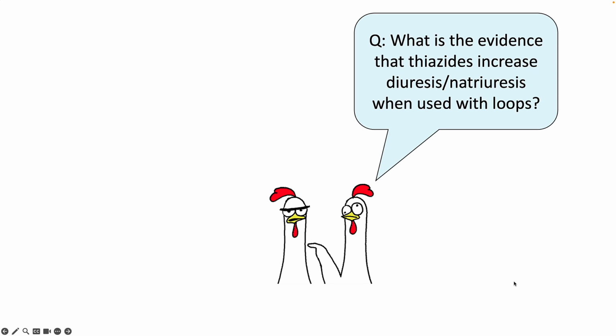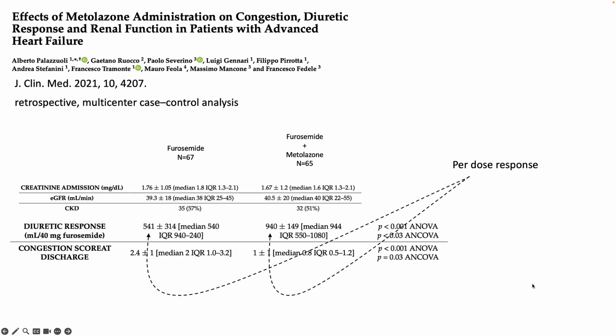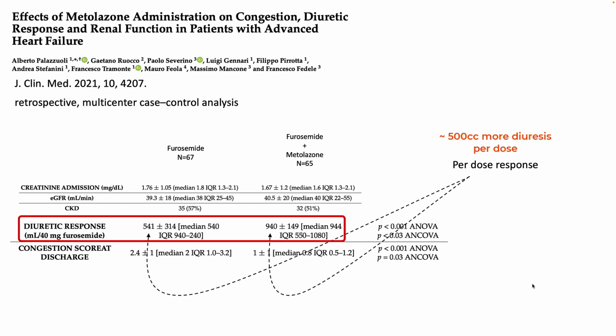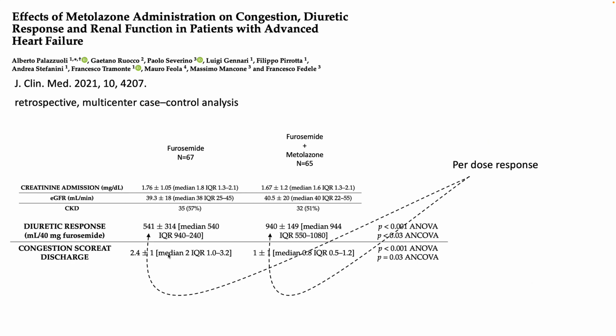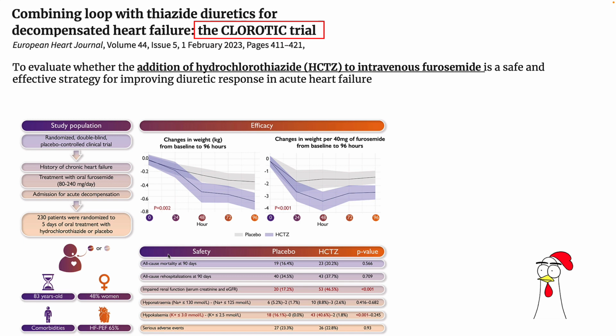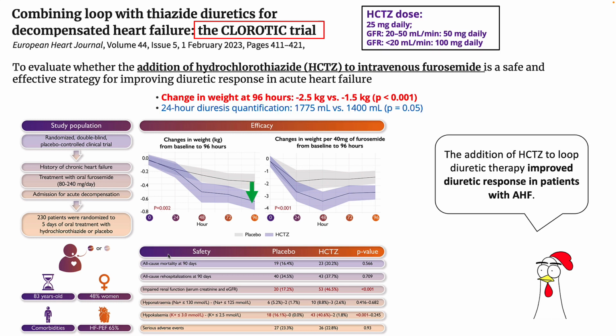So let's see what is the evidence that thiazides increase diuresis when used with loop diuretics. This study compared furosemide with furosemide and metolazone, and you can see that furosemide and metolazone result in more than 500 cc's of diuretic response per dose as compared to furosemide alone. However, there are not many randomized control trials on this.